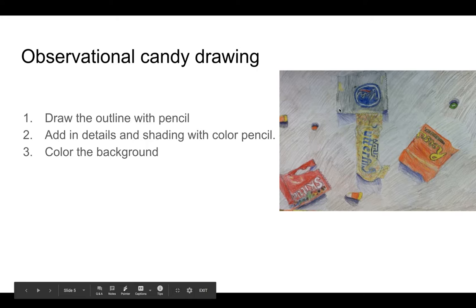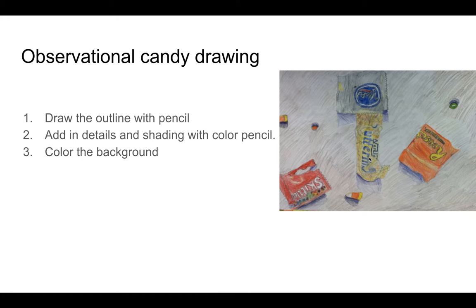Here's another example of a candy observational drawing. It looks like somebody had these pieces of candy laid down on a table and just looked at it and tried to draw it as best they could. You can see the shadows underneath the wrappers.